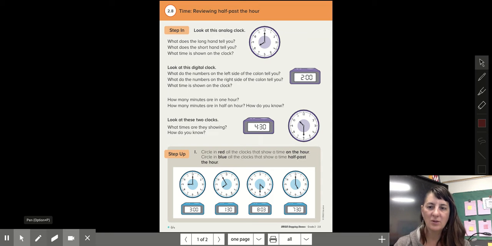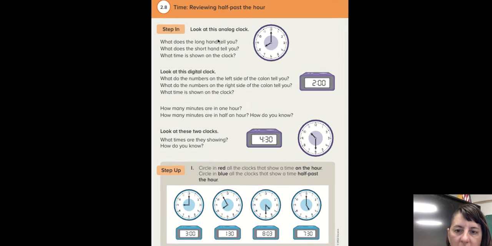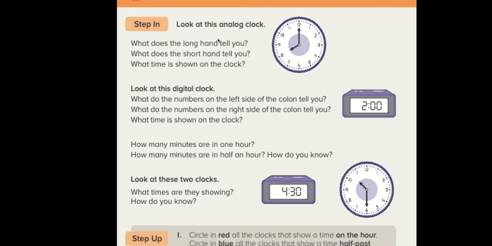Hey guys, let's do lesson 2.8, reviewing half past the hour. And I'm going to zoom in here, get my pen ready. So we're going to take a look at this analog clock.